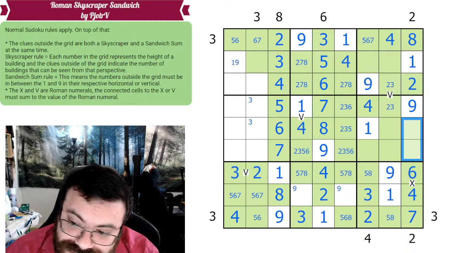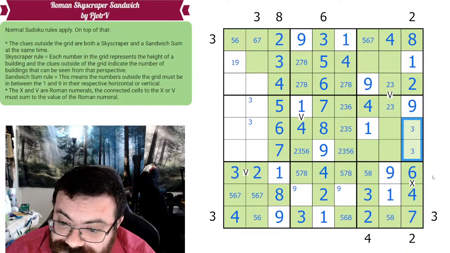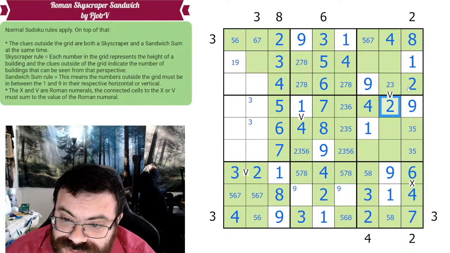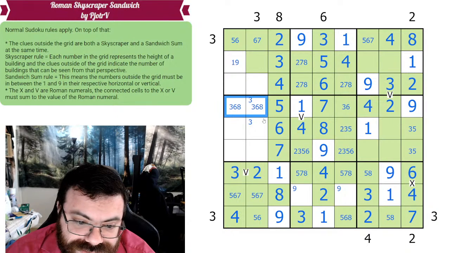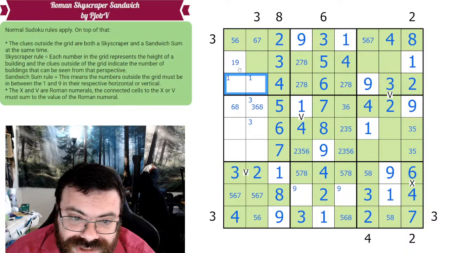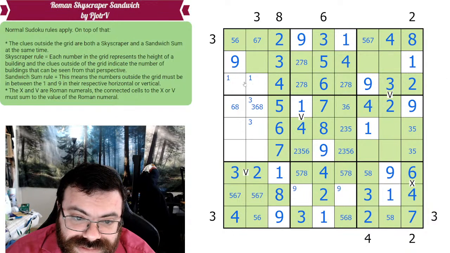Okay. This is a pair. 1, 2, 3, 5. So this is 2 and 3. It's not a 2. This is 3, 6, 8. It's not 3. There's a 1 in one of these 2, so this is the 9. Oh, that's just saw a 1 anyway.